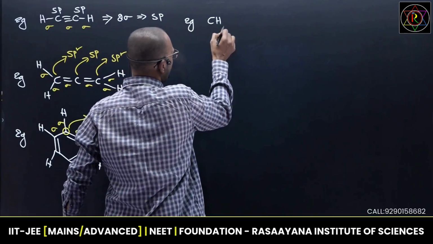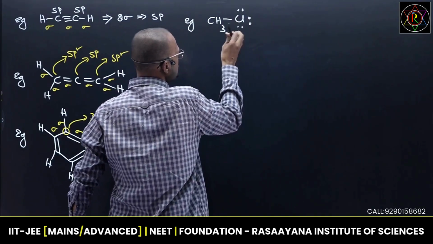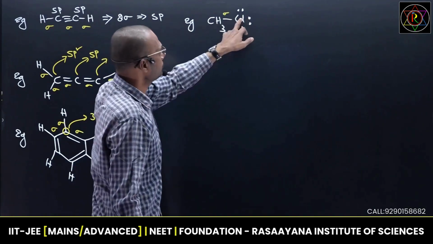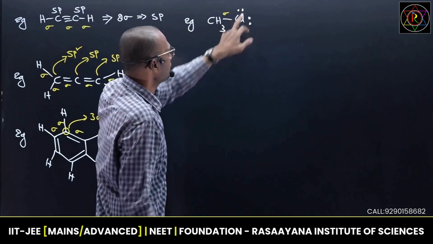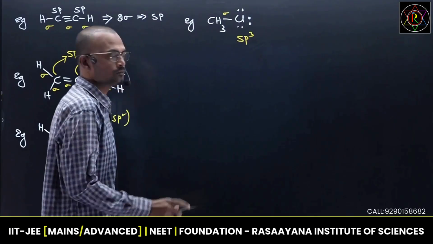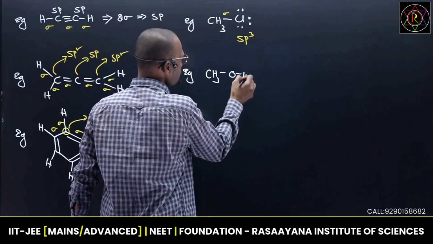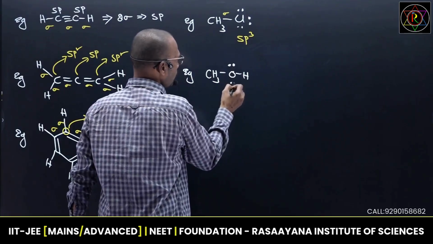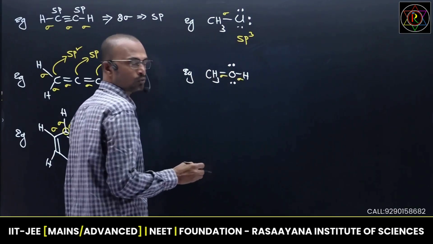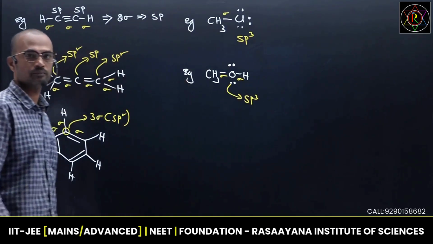Suppose if I take any halogen, suppose chlorine is given. Around this chlorine, 1 sigma bond, 3 lone pairs are present. This chlorine carries 1 sigma, 3 lone pairs. So then hybridization is what? 4, sp3. And even I can take alcohol. This is OH. Now, around this oxygen, 2 sigma bonds, 2 lone pairs are present. Total 4. So now hybridization of this oxygen is sp3.